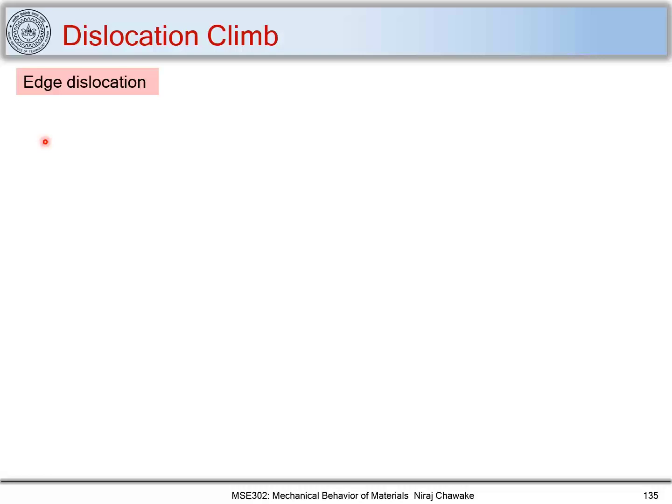And this process of an edge dislocation moving out of its original slip plane is called dislocation climb. And we'll be seeing this process, dislocation climb, for an edge dislocation. So let's consider this edge dislocation where this is an extra half plane and this is our slip plane. So let's mark this edge dislocation over here and let's mark the slip plane also.